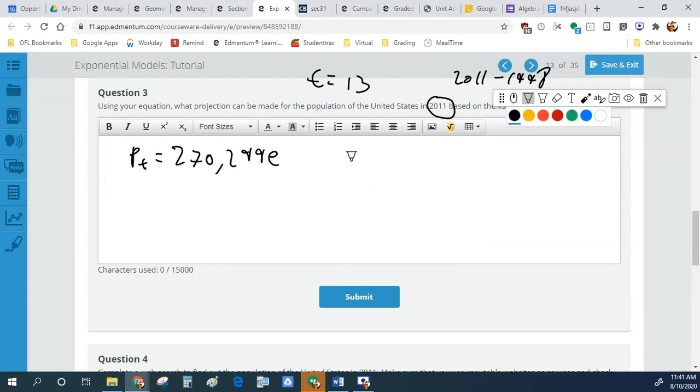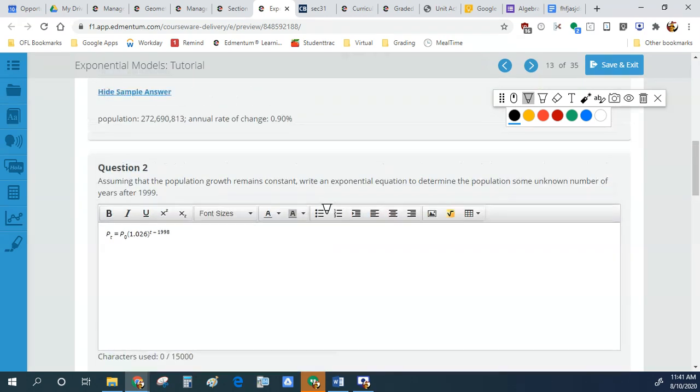Cool. I like doing it that way. That way you can write it on paper and then screenshot it or whatever. If you have a stylus or anything, write it on whatever you have, and that'll help you out.